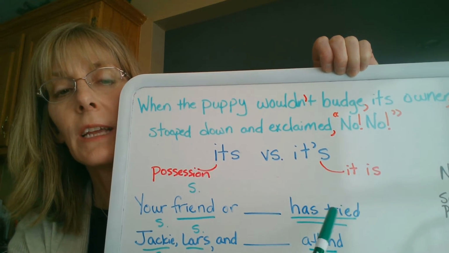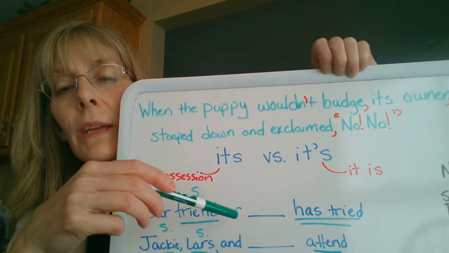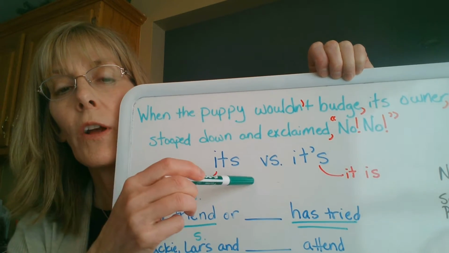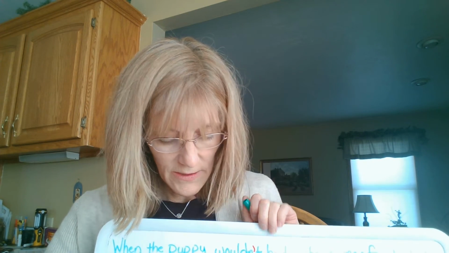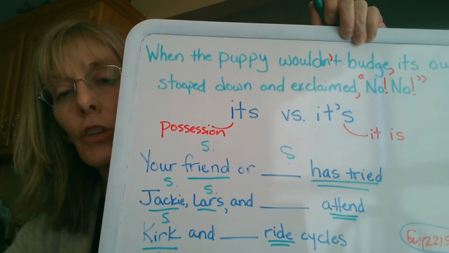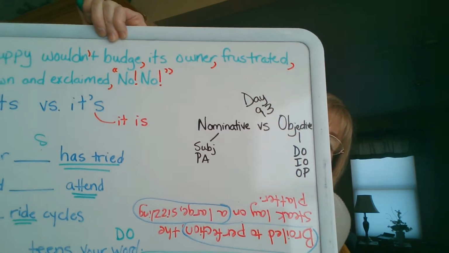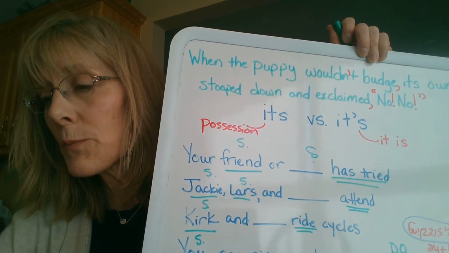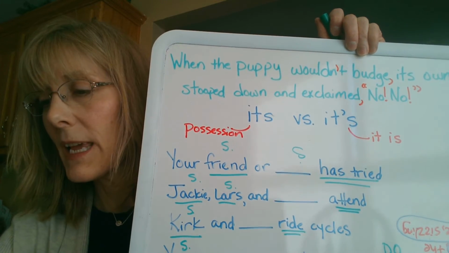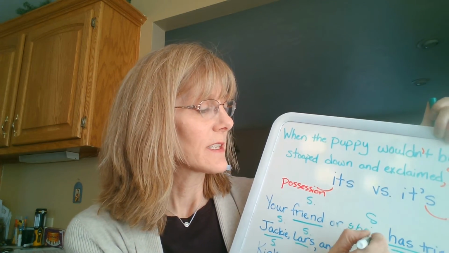Friend is the subject, has tried is the verb, so you know, because these are joined by the word or, this is also going to be a subject, right? Okay, then you know that if it's a subject, remember over here, that puts it in the nominative case. Which of these pronouns is in the nominative case? She is. So the correct answer is she.